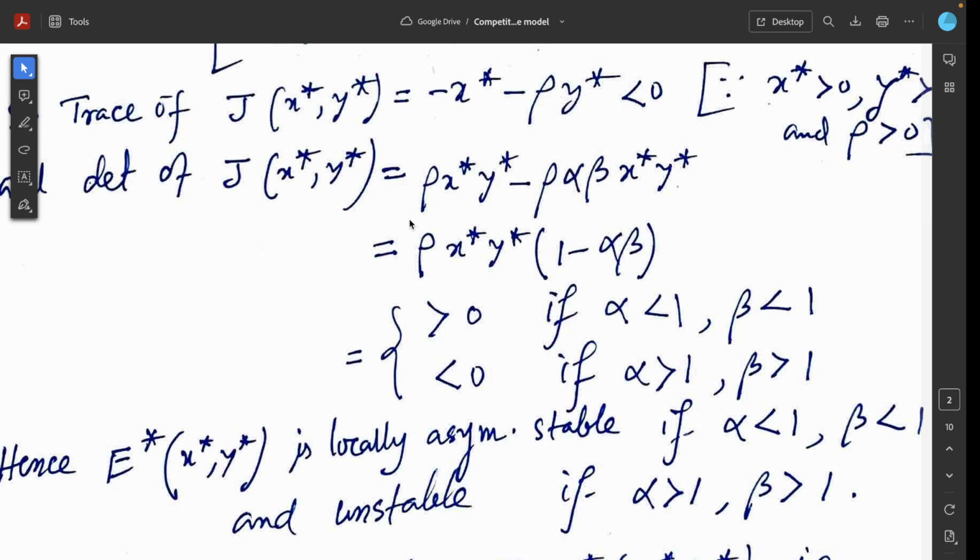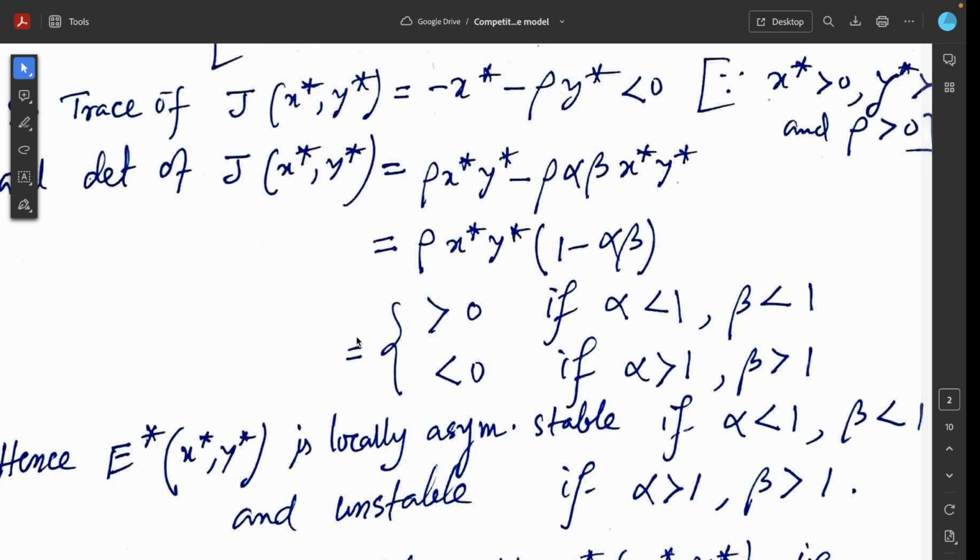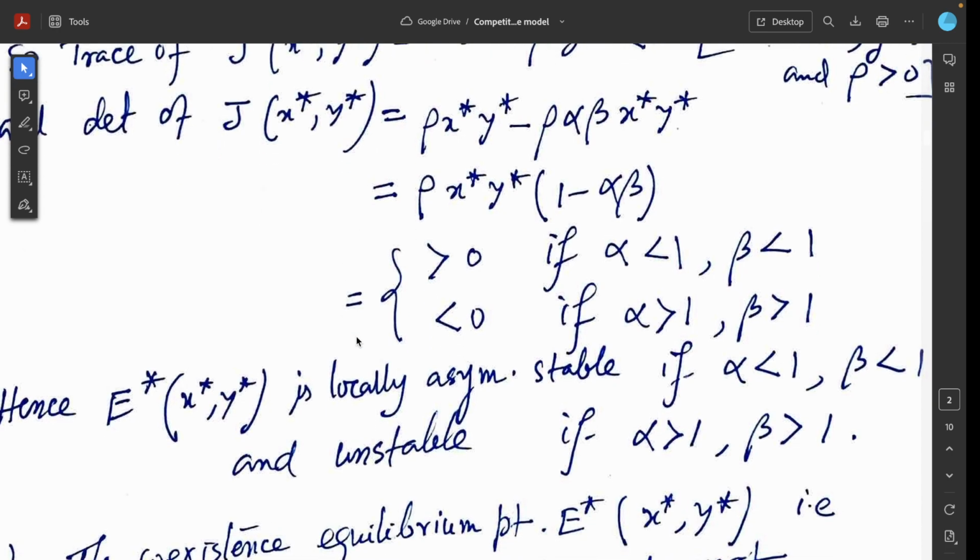Obviously this quantity is positive if alpha is less than 1 and beta is less than 1. Because if alpha is less than 1 and beta is less than 1, then 1 - alpha beta is positive, and rho is positive, x star is positive, y star is positive. So this quantity is positive when alpha is less than 1 and beta is less than 1. And this is negative if alpha is greater than 1 and beta is greater than 1. Then 1 - alpha beta is negative, and obviously the determinant at the point (x star, y star) is negative.